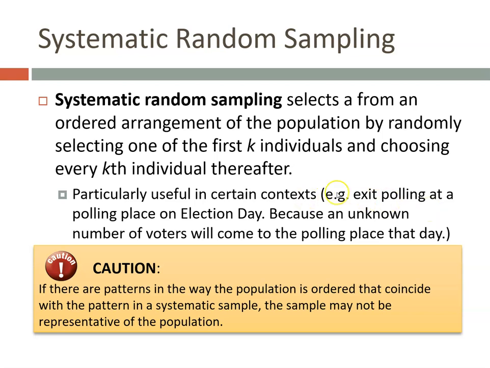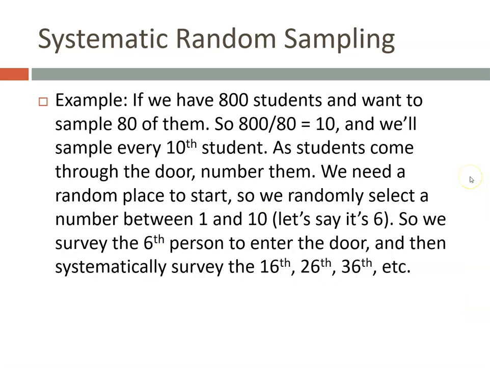Here's an example of how you would do a systematic random sample. Let's say we have 800 students and we want to sample 80 of them. If you divide 800 by 80, you get 10. This is different from the polling example because I know how large my population is. So that means I need to sample every 10th student.